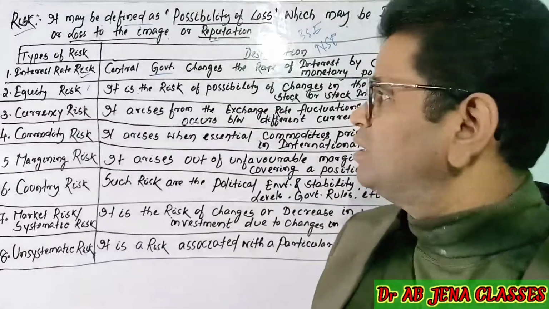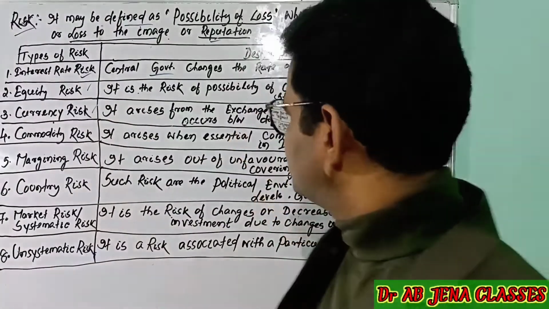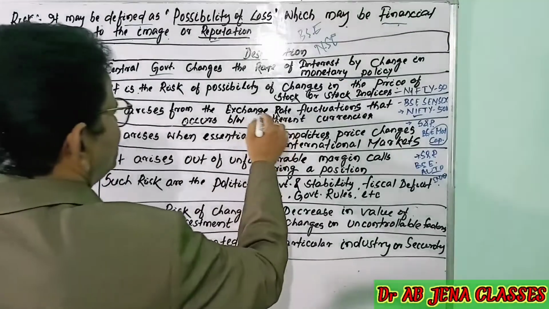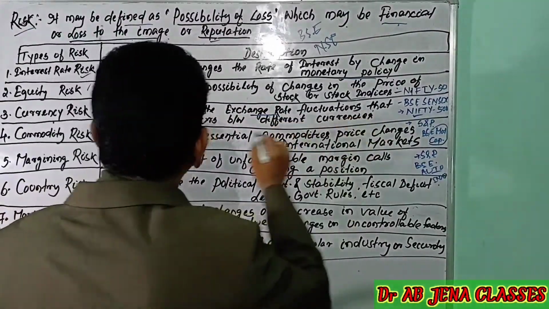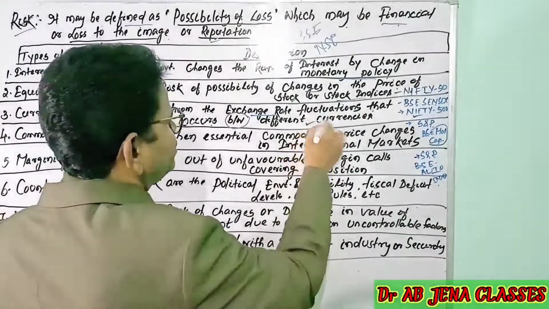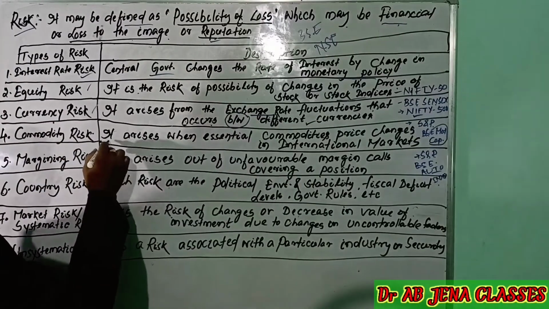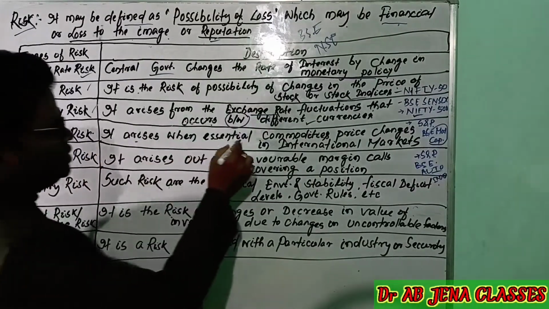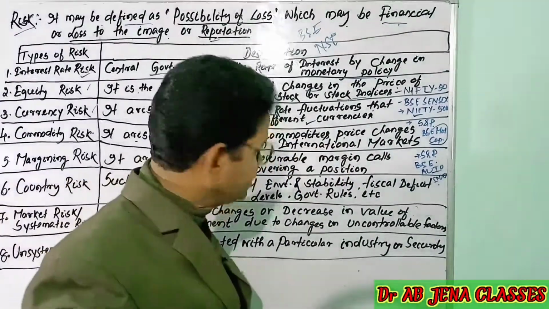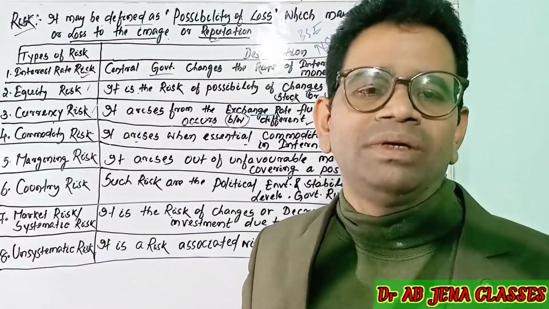The third category is currency risk. It arises from exchange rate fluctuations between different currencies. Next is commodity risk. It arises when the prices of essential commodities change in the international market, for example crude oil, petrol, and diesel.